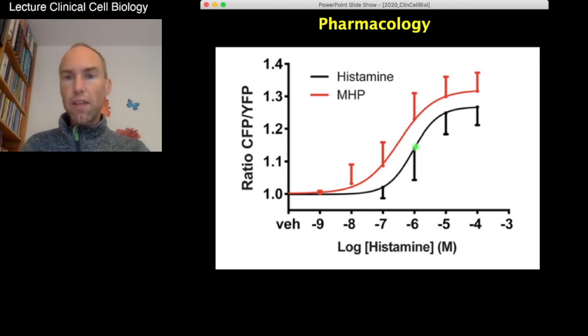And in this case you see that histamine has a potency of around 10 micromolar, so 10 to the minus 6 molar. And you can also see from the left shift of this curve that this compound, MHP, that was also used in this experiment, has a higher potency. So 50% activation lies at a lower concentration. So you only need a lower concentration to activate the GPCR with this compound. So from these curves, you can learn a lot about the potency of drugs and their activity.